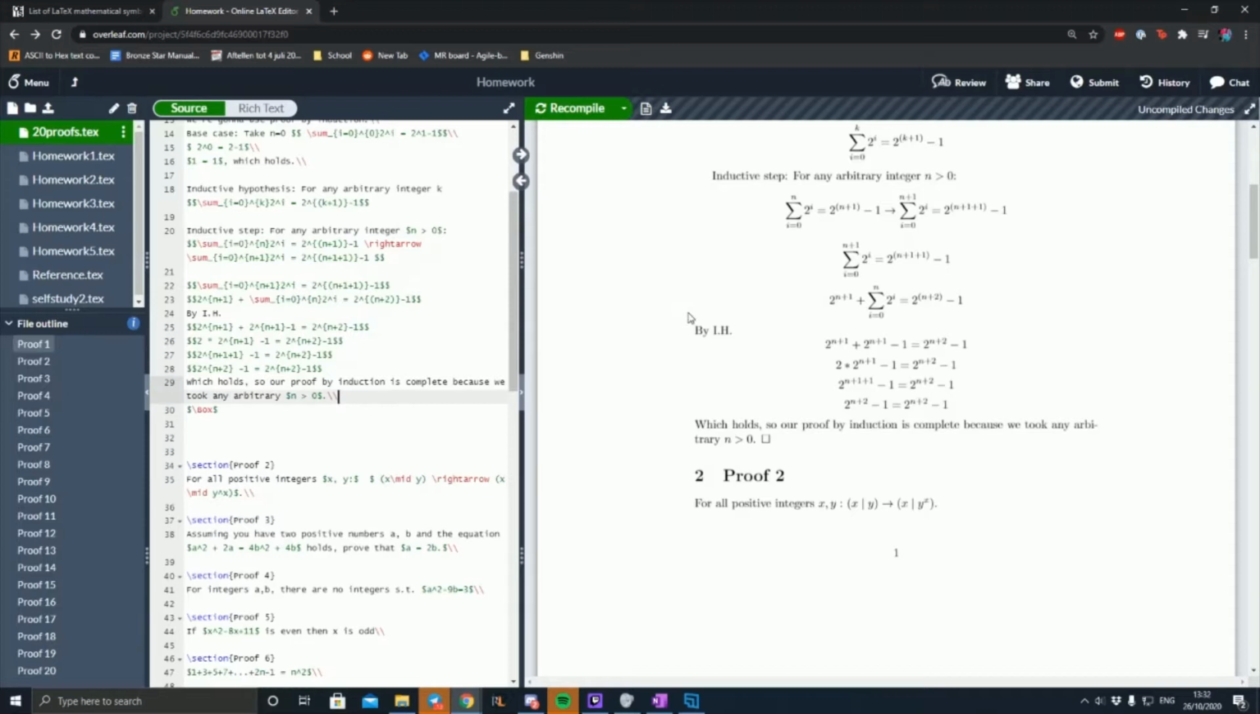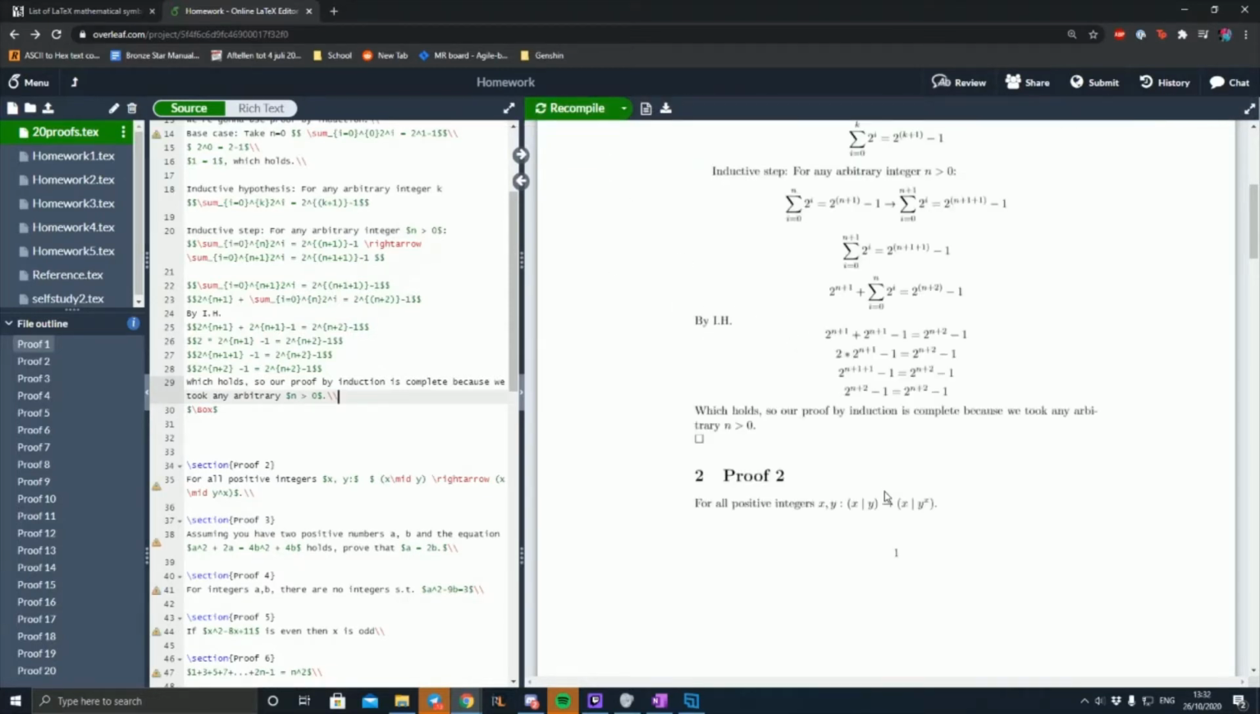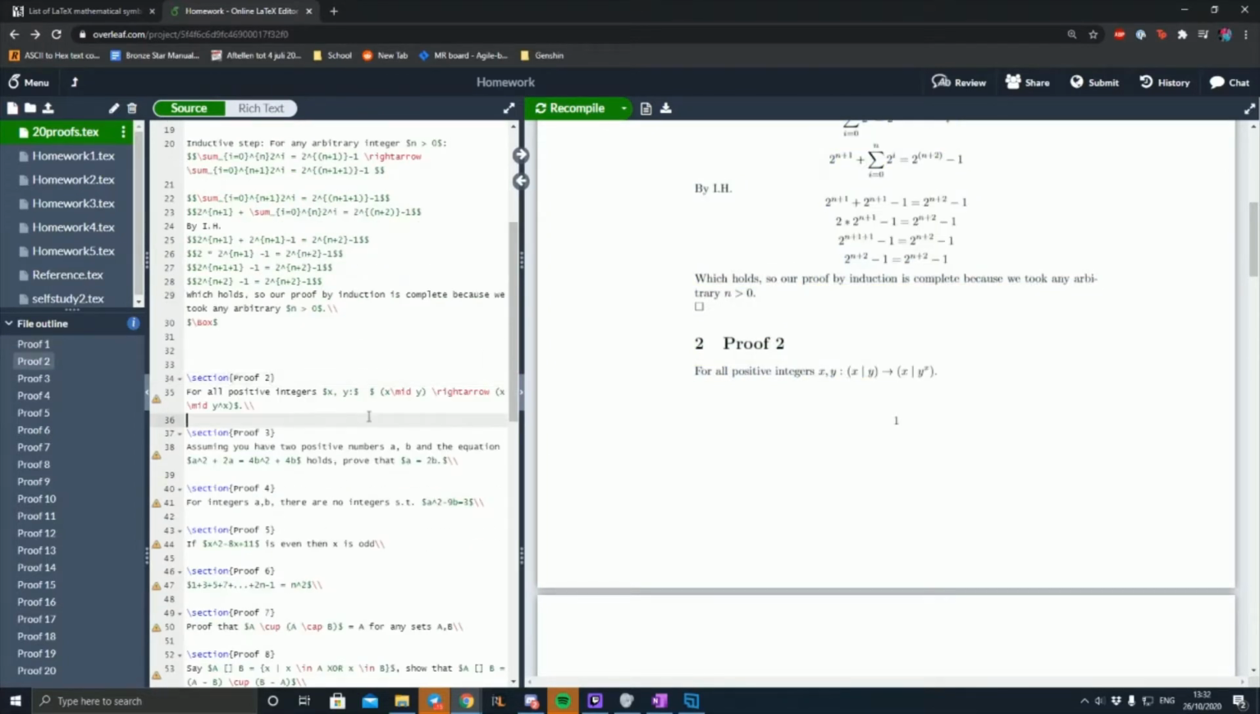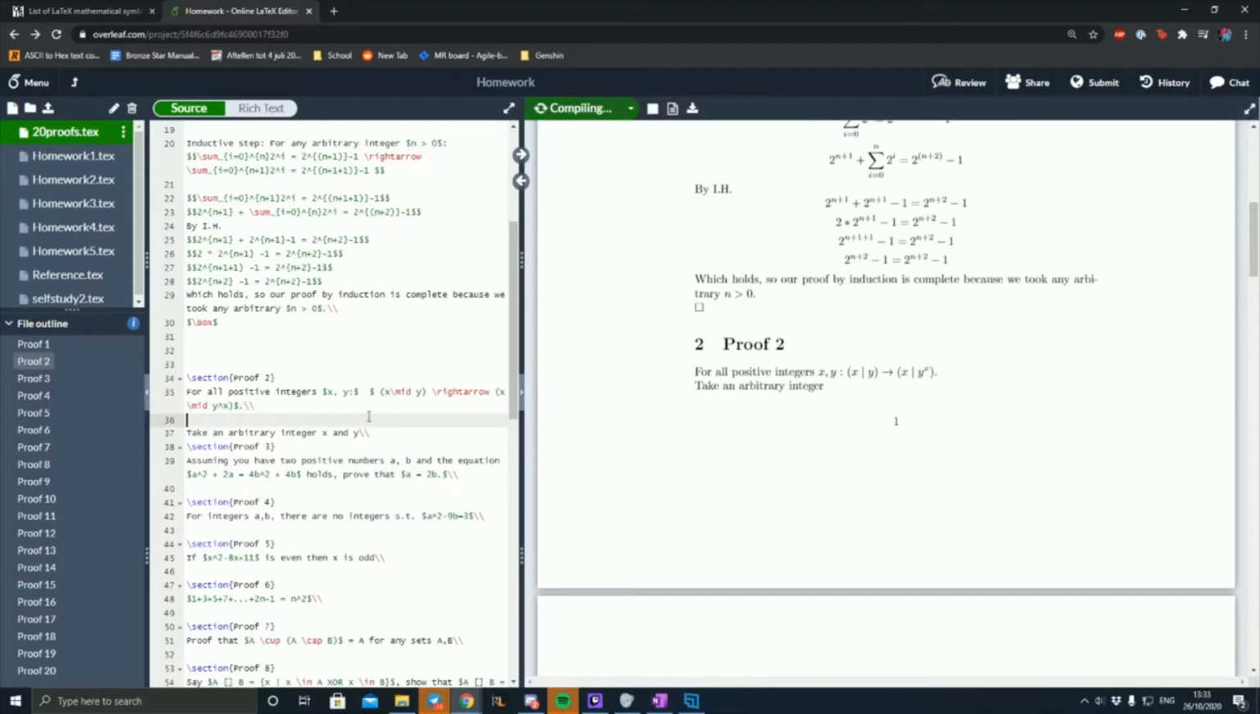So that is the first proof done. So the second proof. This seems to be an easy one. For all positive integers x and y, if x divides y, then x divides y to the power x. This shouldn't be too hard. So we'll just say take an arbitrary integer. Or actually, yeah, let's do this. x and y.